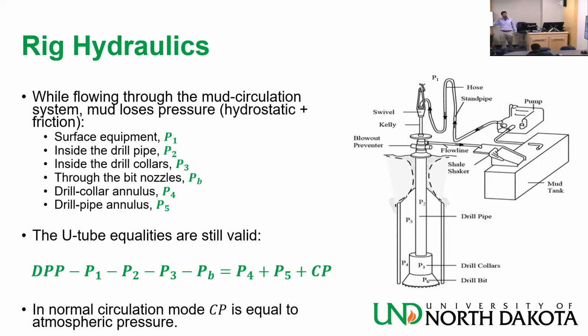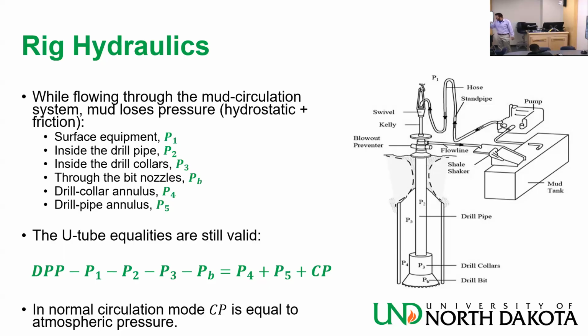So there are friction losses associated with all these components: in the surface equipment, in the drill pipe, in the drill collars, through the bit nozzles, through the annulus of the drill collar and the borehole, and through the annulus between the drill pipe and the borehole. So I'm losing pressure to friction as well. So the pressure I need to inject the fluid with downhole, say from the pump, needs to account for all the friction that I'm going to lose.